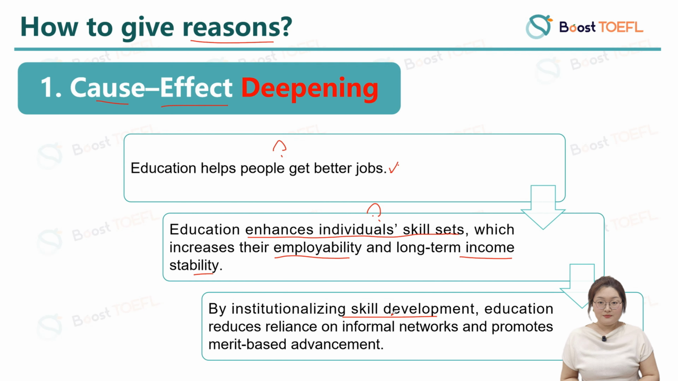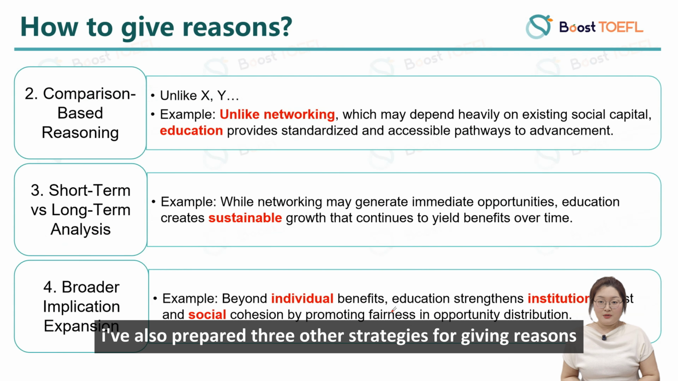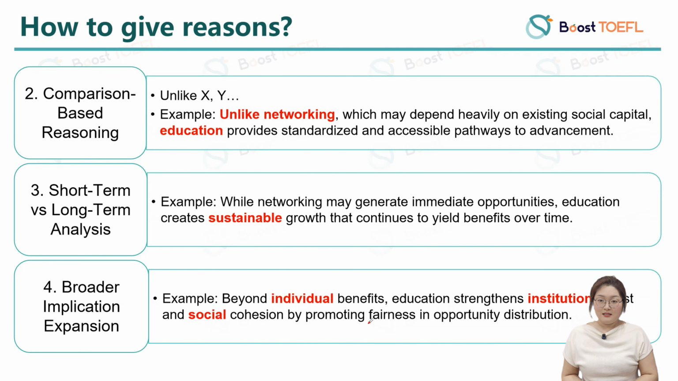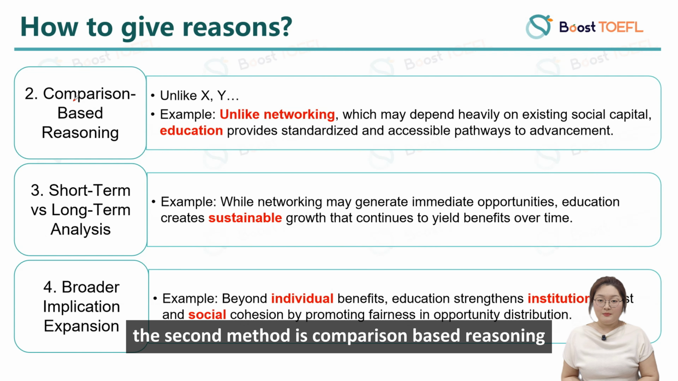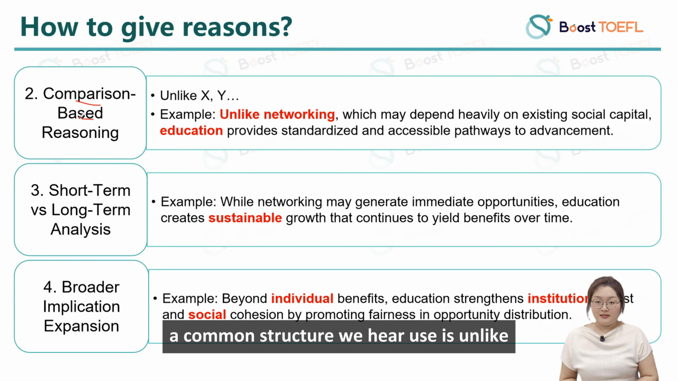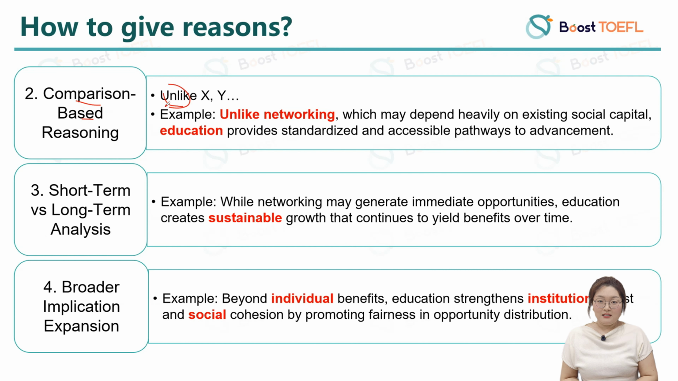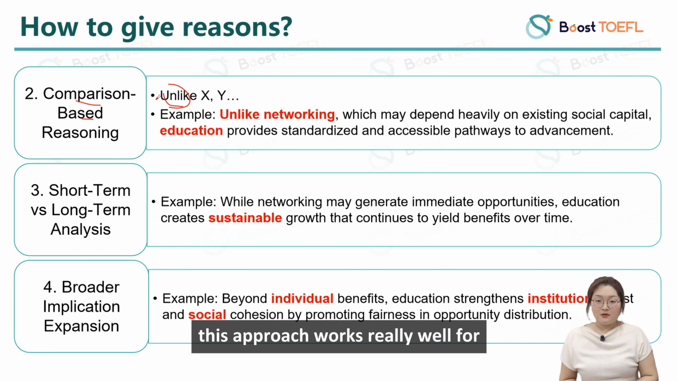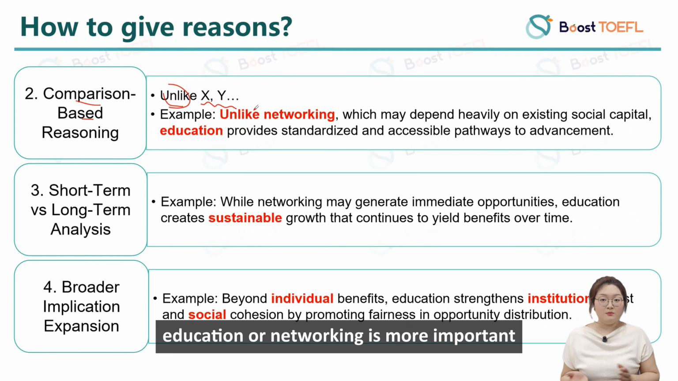Have you got it? Okay, I've also prepared 3 other strategies for giving reasons. Let's go through them quickly. The second method is comparison-based reasoning. A common structure we use here is unlike. This is all about making direct comparisons. This approach works really well for questions that give you 2 choices, like when the question asks whether education or networking is more important.